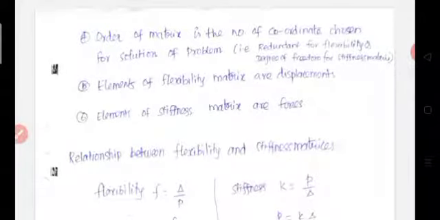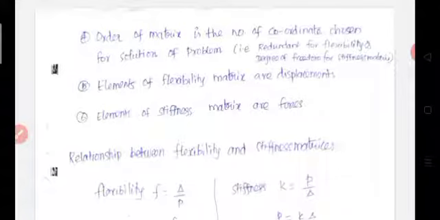Then the fourth property. The order of the matrix is the number of coordinates chosen for solution of the problem. It is a square matrix, so the order of the matrix is equal to the number of coordinates chosen. In case of the flexibility matrix, it is equal to the number of redundants. For the stiffness matrix, it is equal to the degree of freedom.